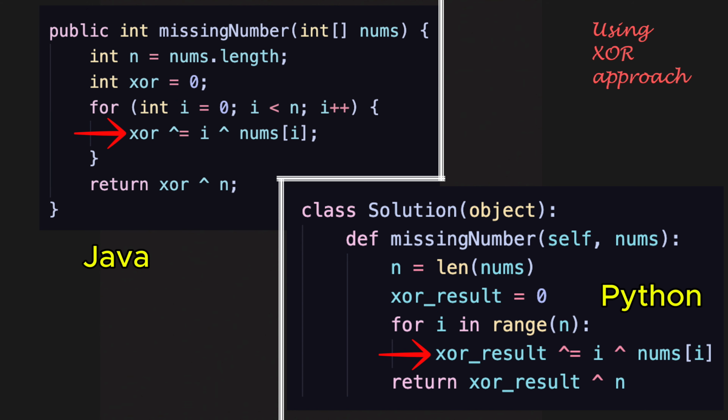Hence, we will take the XOR of index i and the value at that index, and after exiting the loop, we will XOR the result with the last number of the range. This ensures that all the paired indices and array values cancel out, leaving only the missing number.